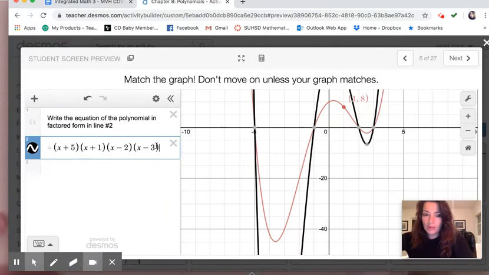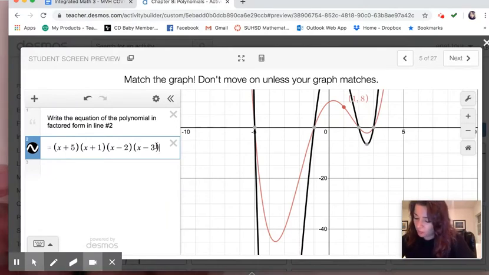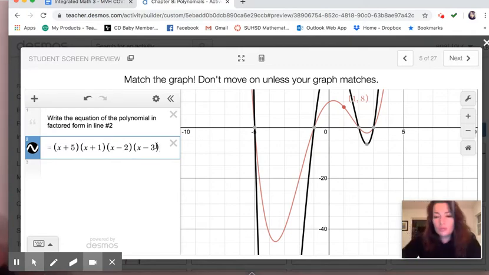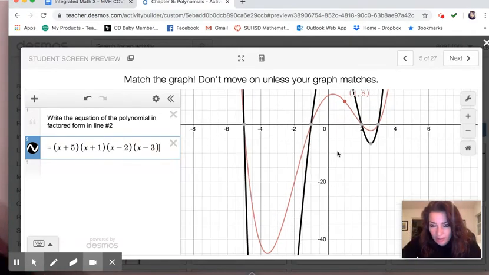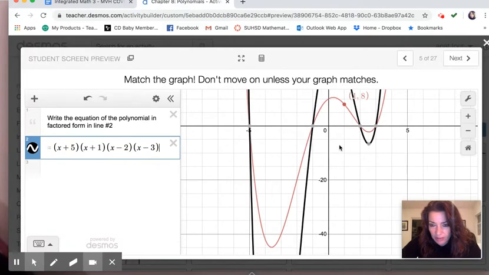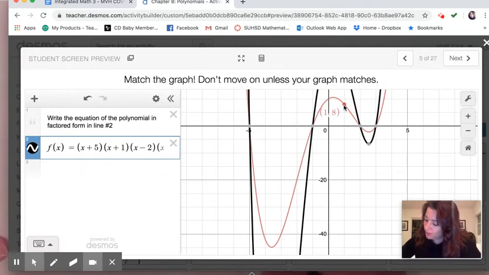So I'm going to write this equation down as y equals a times x plus 5 times x plus 1 times x minus 2 times x minus 3, and I will choose a point that is already given to me on this graph, and it looks like 1, 8 right here is given on the graph. So I'm going to choose 1, 8 and plug it into my equation and find my a value. So let's go ahead and do that.